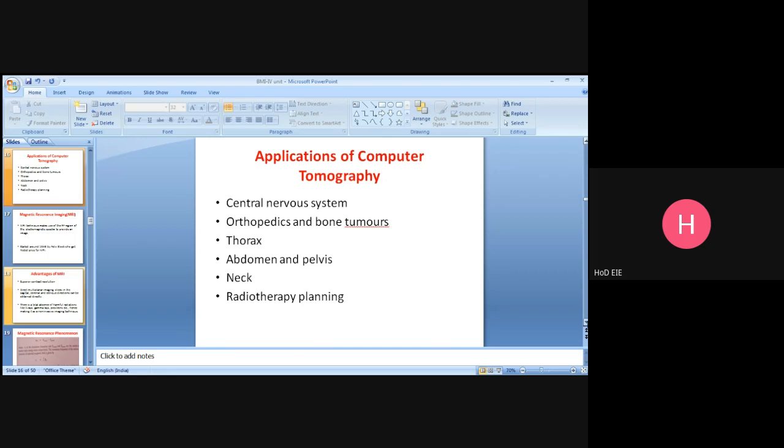Okay, coming to the neck part, it is useful in assessing malignant lesions of the thyroid or also of the larynx. Okay, if you are planning any surgical approach.